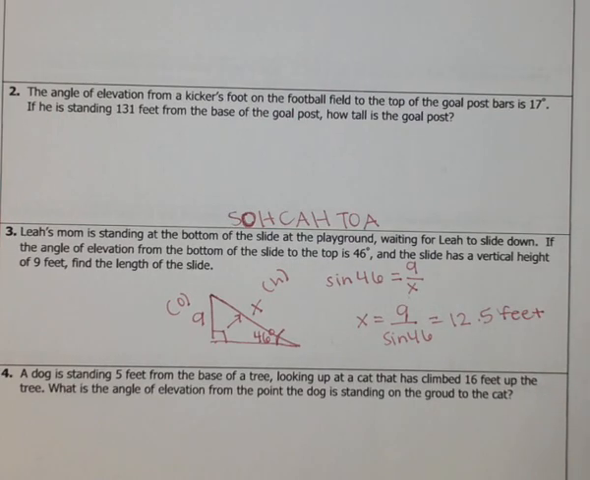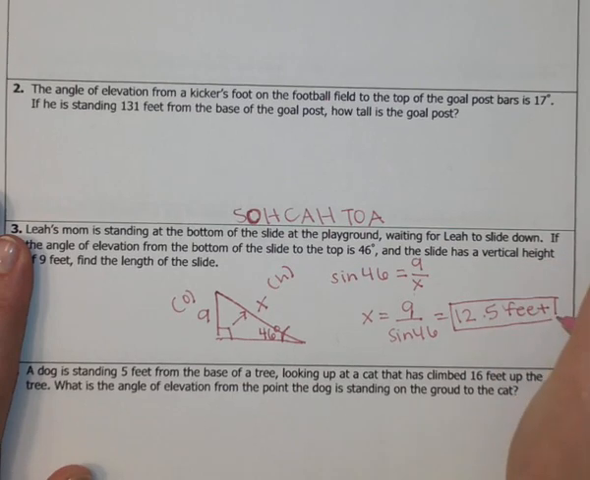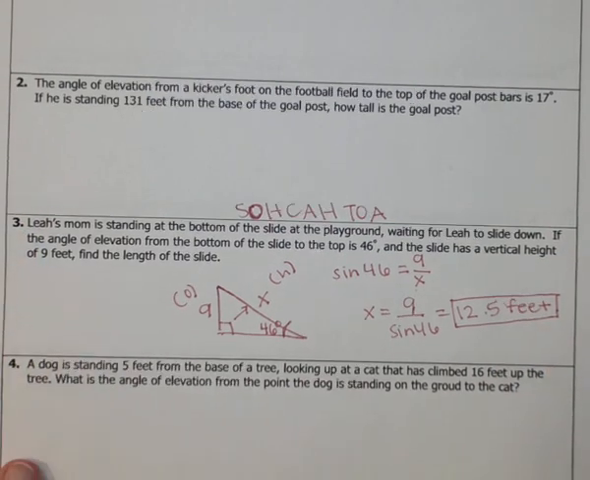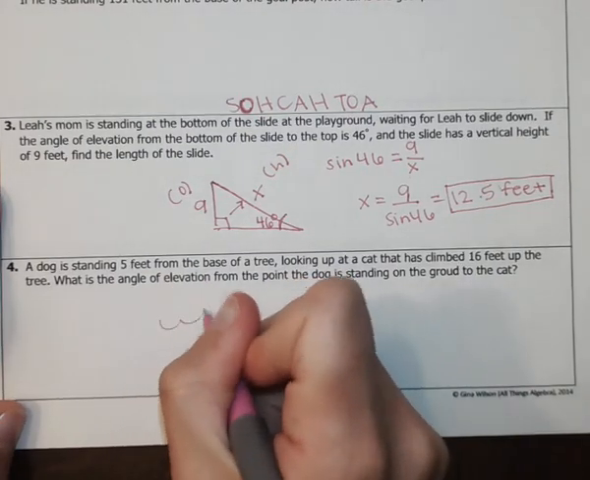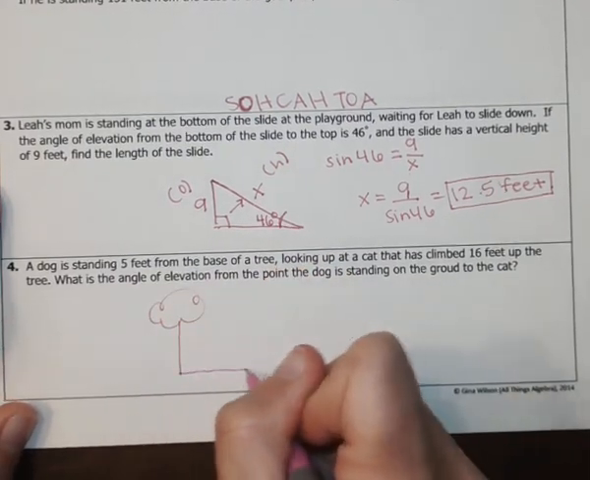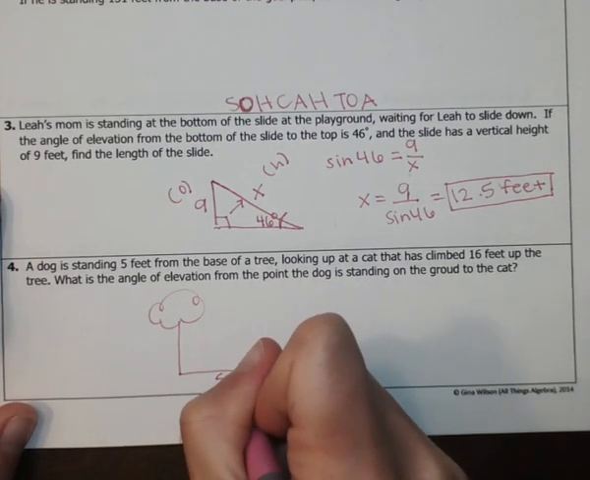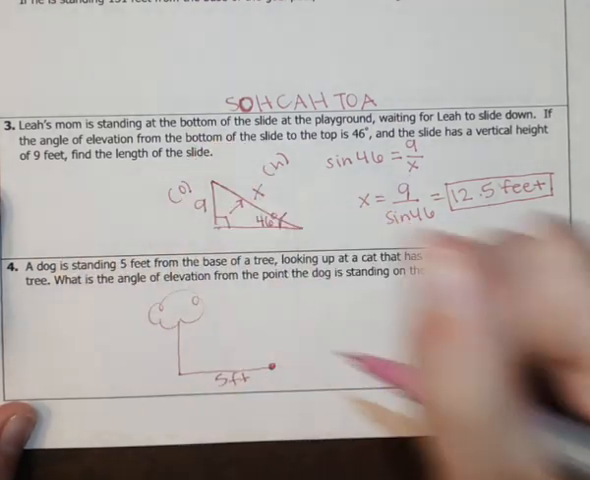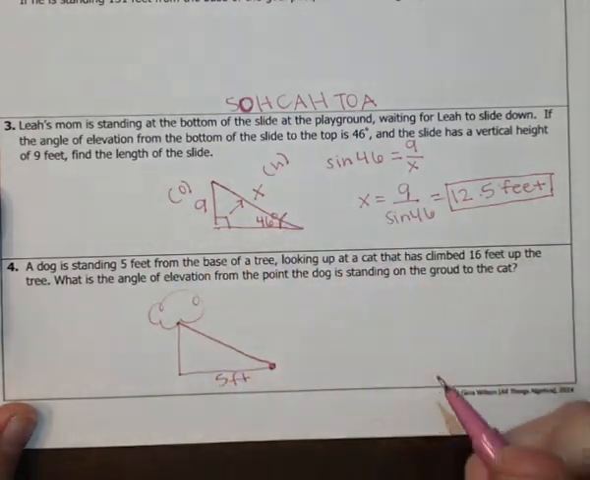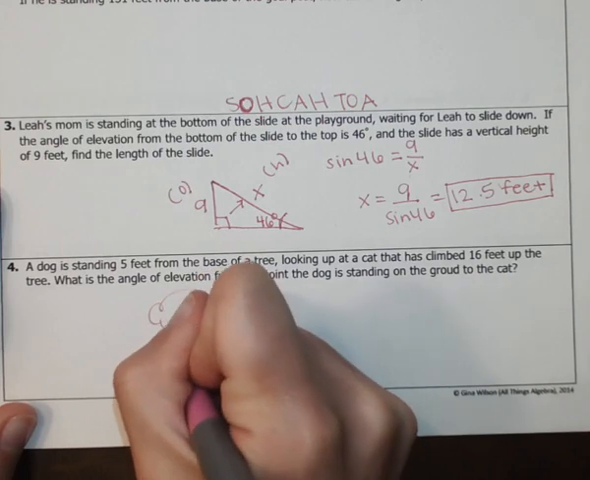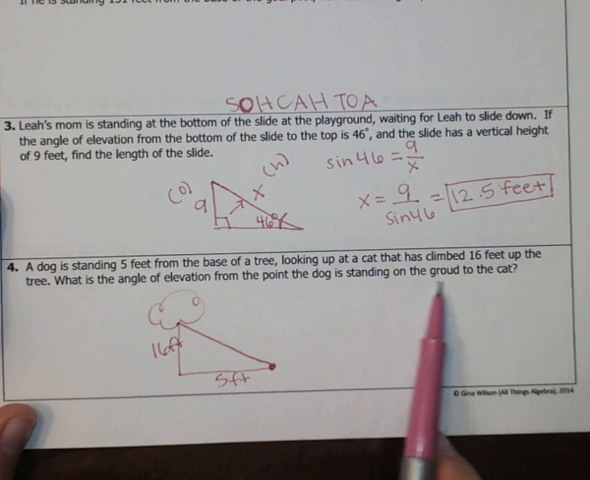All right, number 4, I'm just going to set this one up for you, and then I'm going to show you our next vocab term for word problems. So number 4, a dog is standing 5 feet from the base of a tree. So here's the tree, the dog is right here, and he is standing 5 feet from the base of the tree, looking up at the cat that has climbed 16 feet up the tree. So the cat is 16 feet up the tree, dog's down here. What is the angle of elevation?